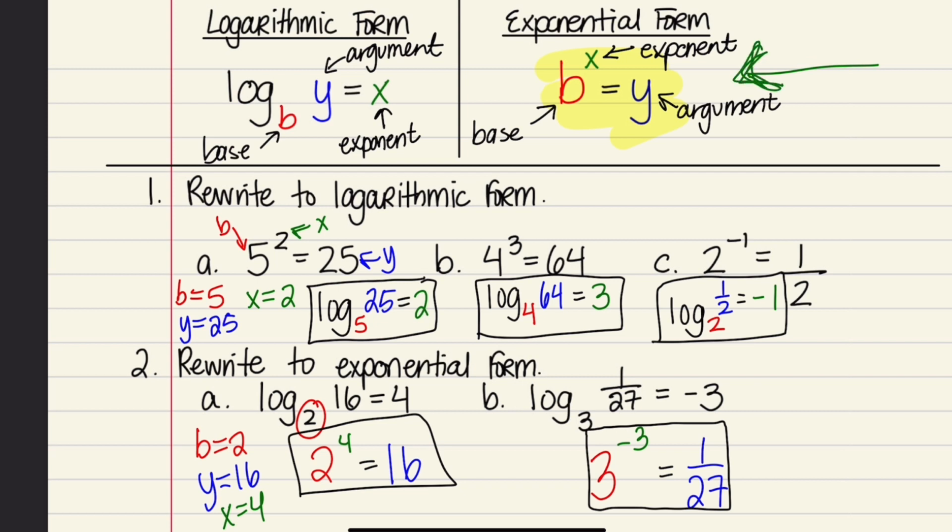Hope that helps, guys. Rewriting between forms. It's a game of placement. Identify your base, your argument, and your exponent, then use them to convert between forms depending on their placement.